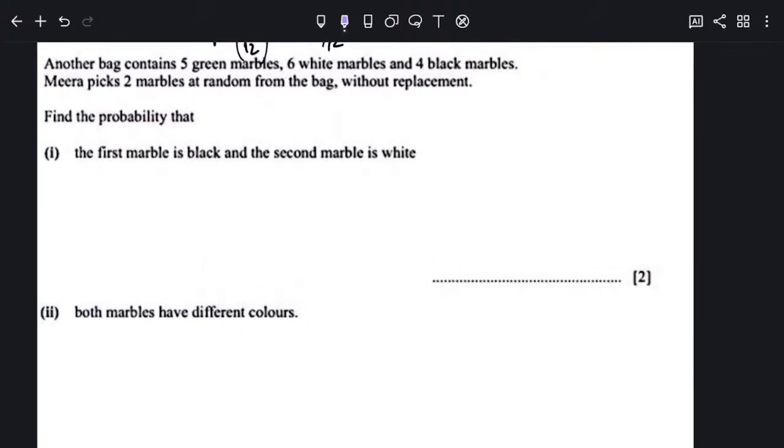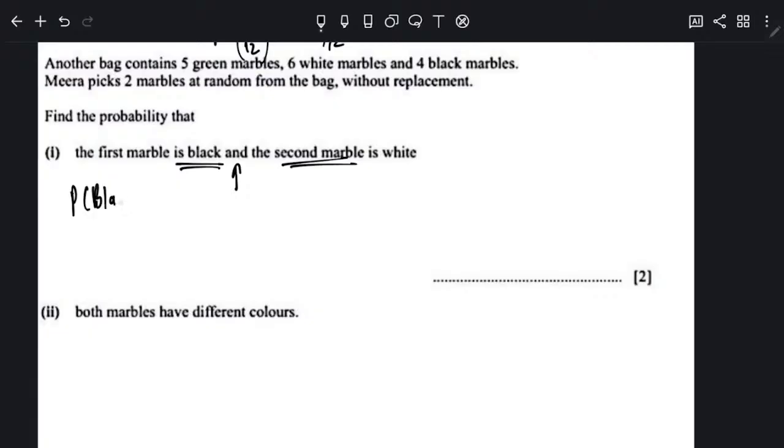Another bag contains, here they've given us the number of things. This will be a great exam. If Cambridge brings numbers of things, we are fine. Find the probability that the first marble is black and the second is white. So the probability of black in the first and white in the second, and they are picking without replacement. So here is a tip.